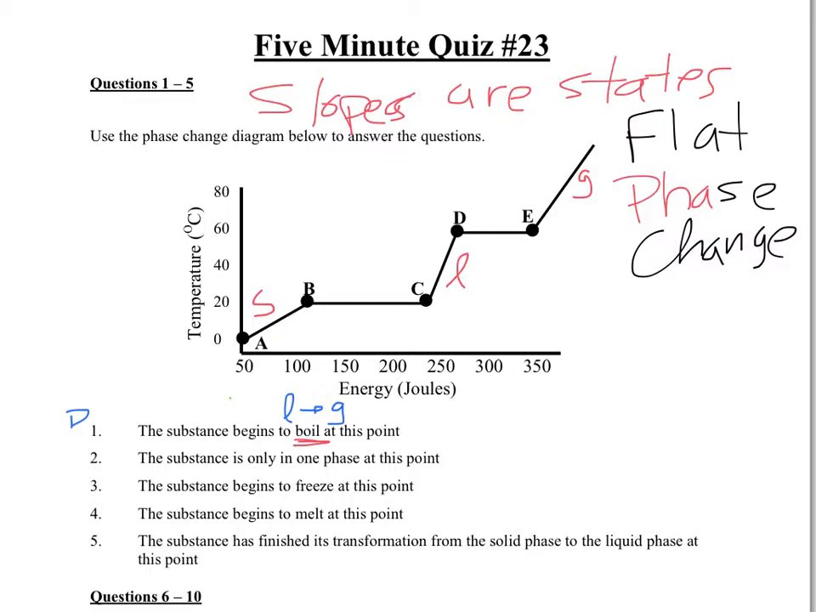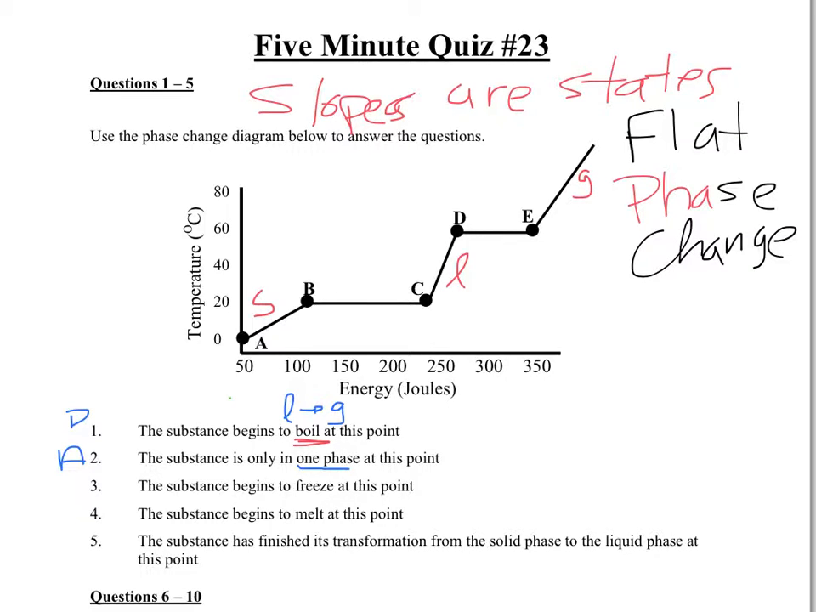Okay. The substance is only in one phase at this point. Yeah, it has to be A. Why? It's not in a flat line. It's not in a transitional state.